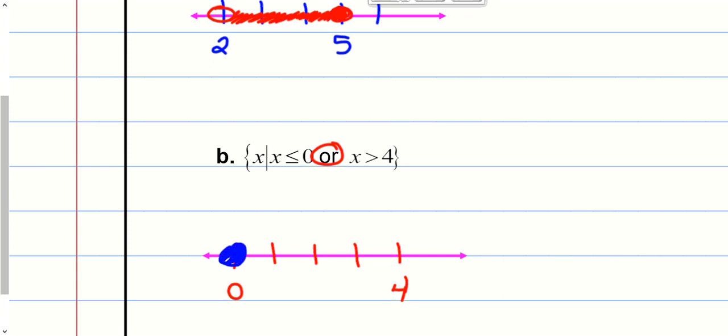And it's less than. So that means we're going to shade over to the left. Make sure you put your arrow right there. Very important. All right, now x is greater than 4. Well, if it's just greater, I'm going to have an open circle on 4, and I'm shading to the right because it is greater.